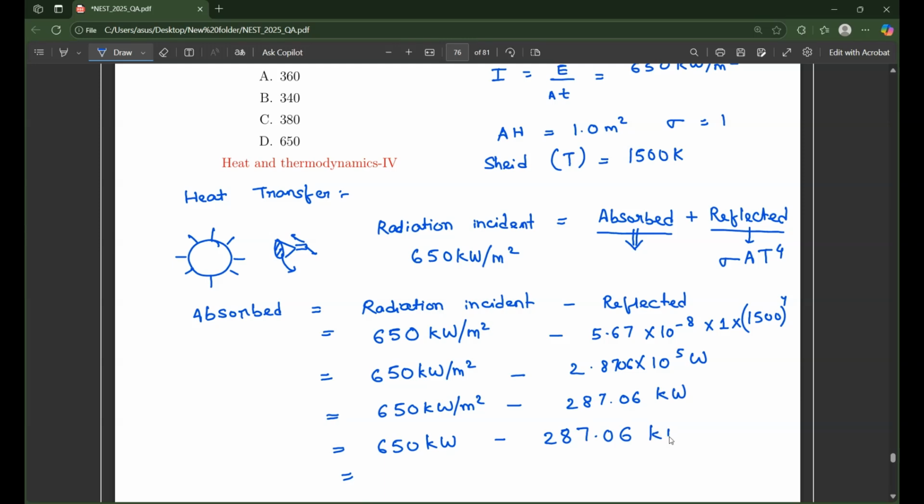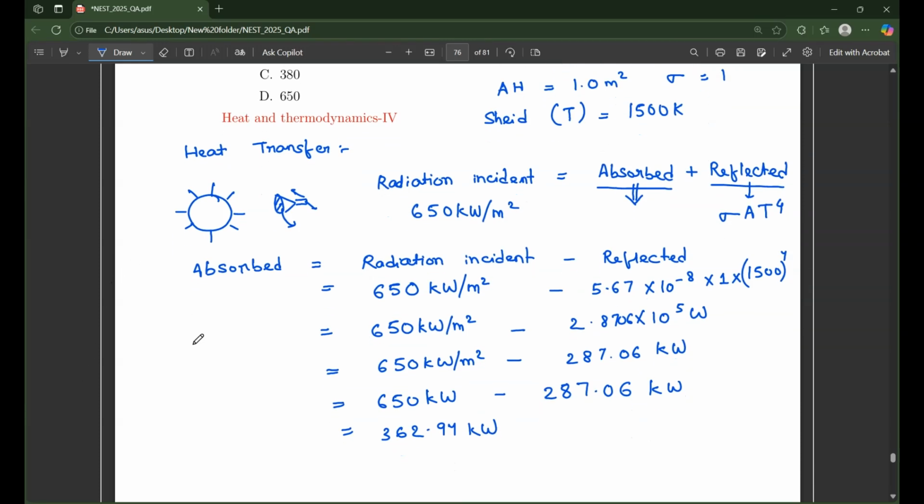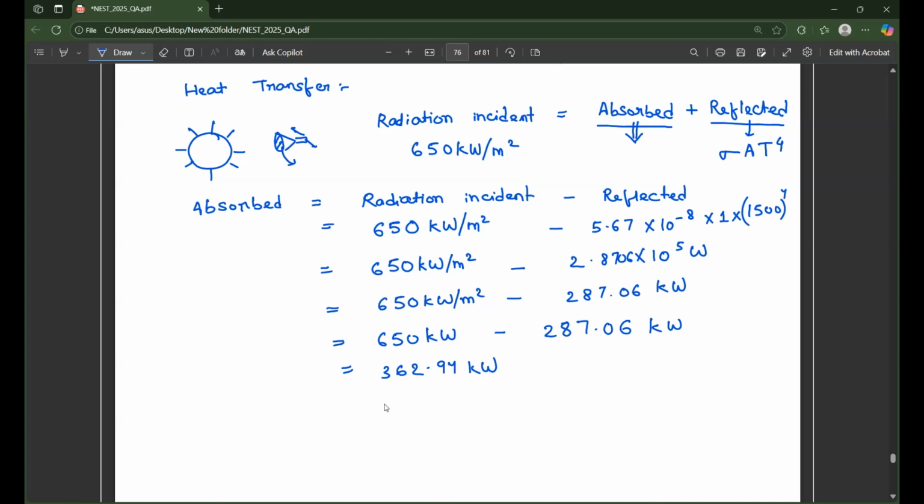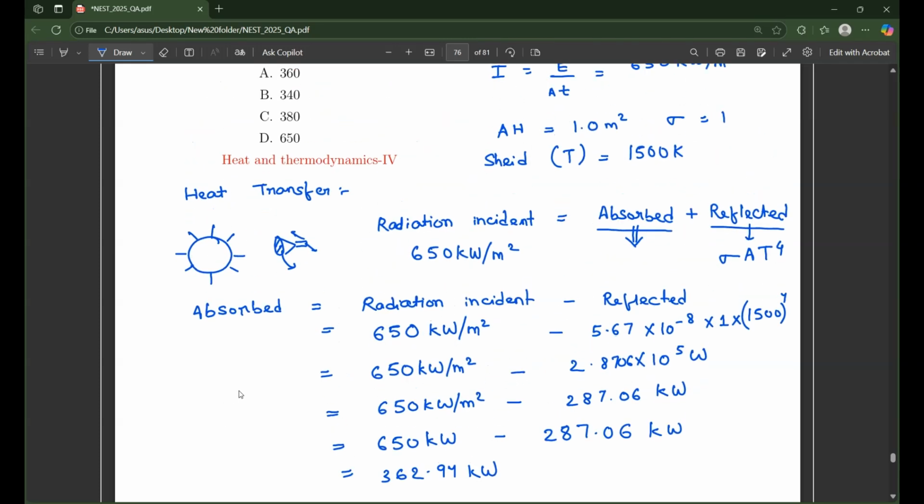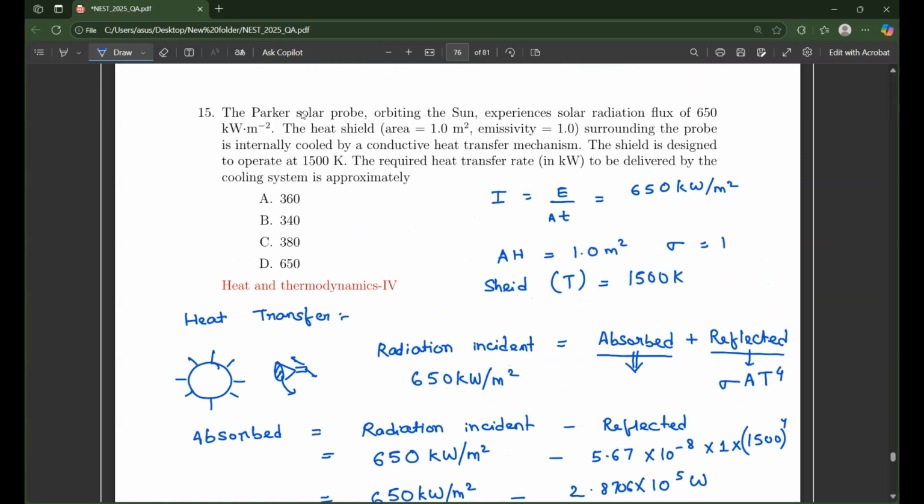So absorbed heat is equal to something like 362. On solving this we get 362.94 kilowatt. So now from inside, from the coolant, we have to provide this much amount of heat for its maintenance. The heat transfer must be equal to this for maintaining it. This is close to option A, so option A will be the correct answer.